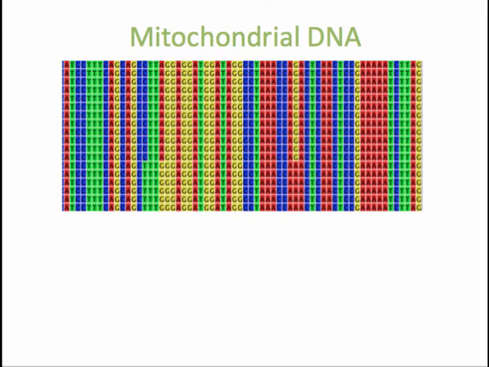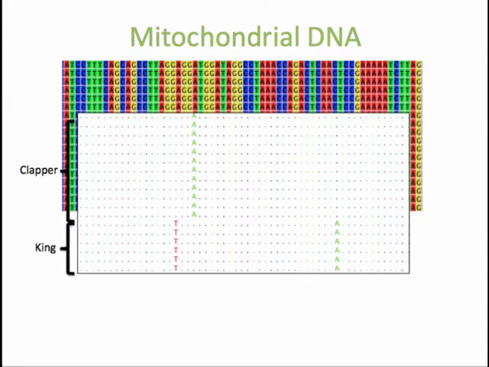Okay, so here's the actual DNA code. The first few of these are clapper rails, and the last few are king rails. It can be hard to see the differences with all these letters, so we can tell the program to put a dot where everything is the same and show letters where there are differences. You can see here that there are a few letters that are different. For the clappers, they have an A, and then the kings have two differences. They have a T and then an A.